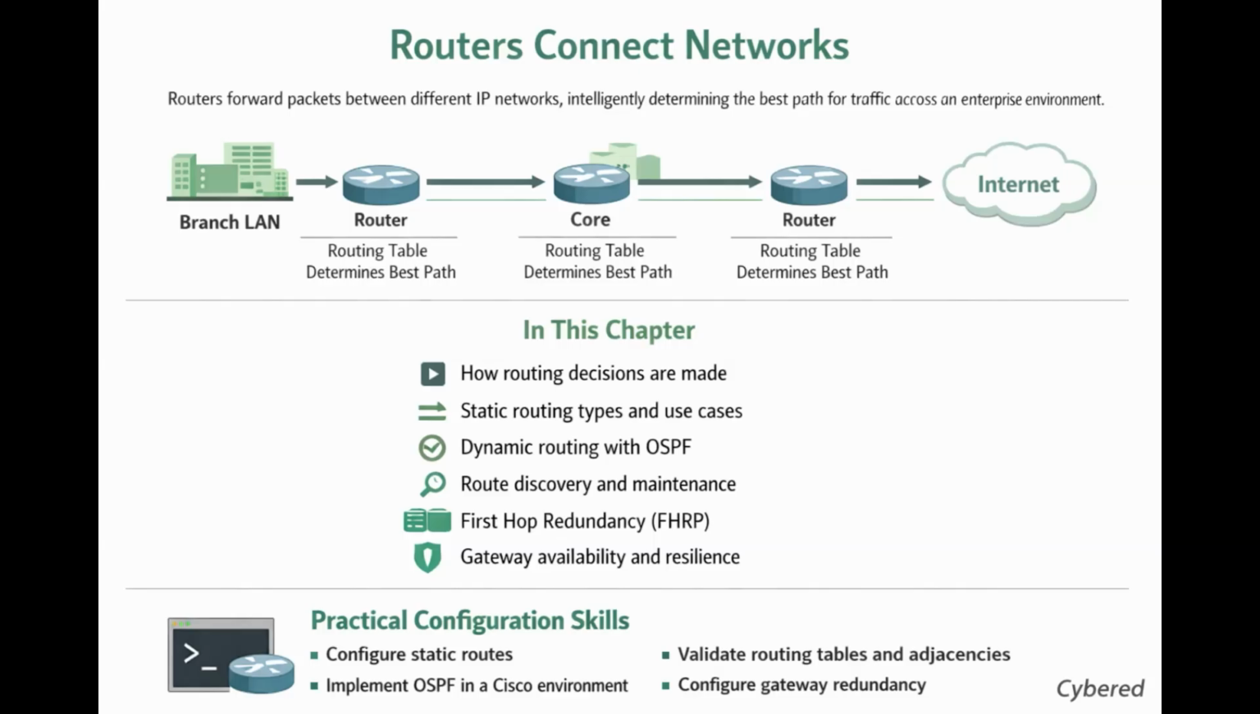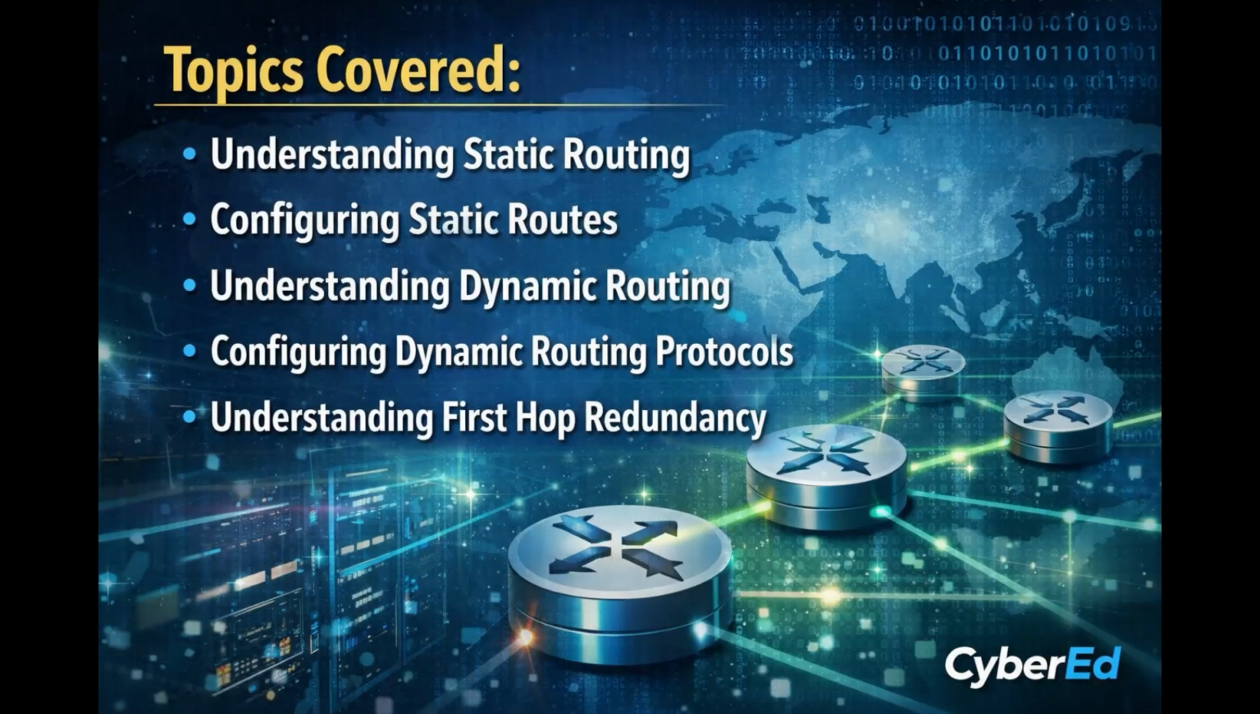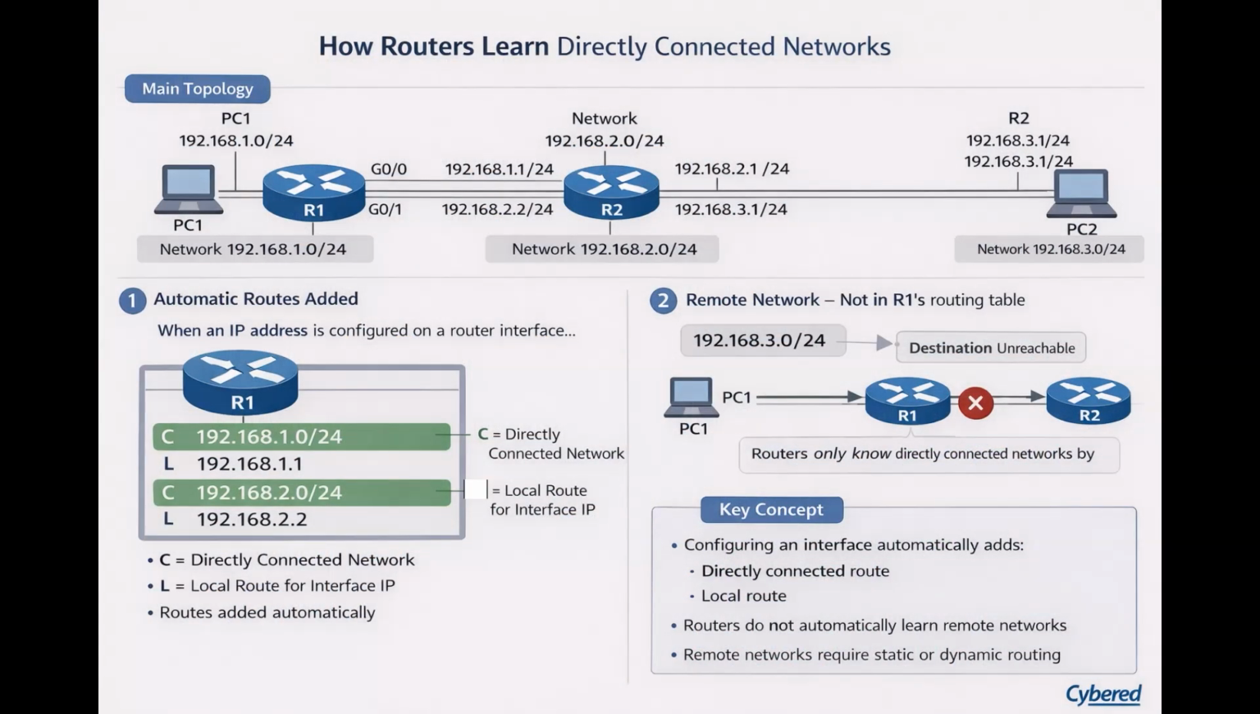We'll start with static routing, exploring the different types of static routes and when they are best used. You'll then move on to dynamic routing, where routing protocols automatically discover and maintain routes to remote networks. Finally, we'll introduce First Hop Redundancy, explaining how networks maintain gateway availability even if a router fails. The topics covered in this chapter: understanding static routing, configuring static routes, understanding dynamic routing, configuring dynamic routing protocols, and understanding first hop redundancy.